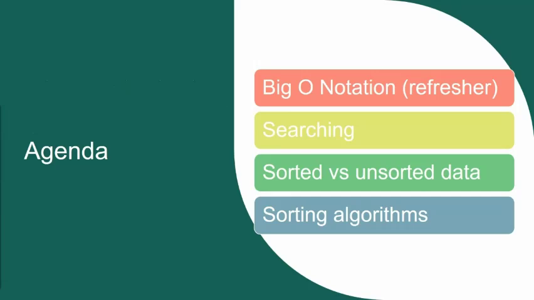For this first video, we will just do a very quick refresher to Big O notation. Then we'll talk about searching, really just going to break it down between linear searching and binary search. And then we will talk about sorted versus unsorted data. The second video will jump right into sorting algorithms, where we'll use a deck of cards as well as some Python code to really break it down for you.